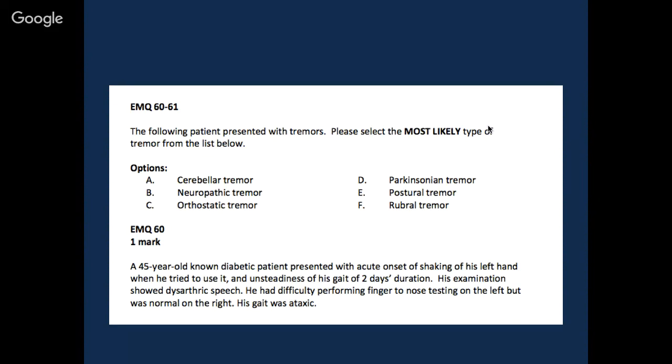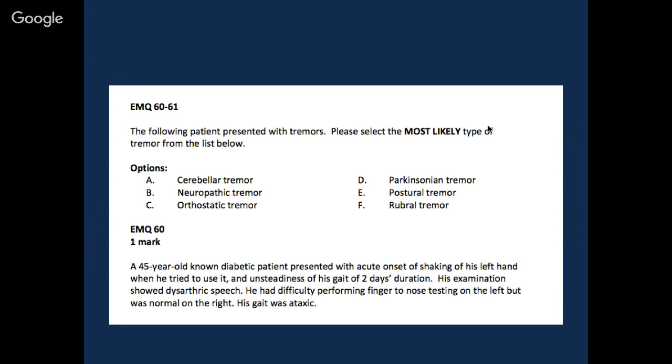So why is this cerebellar tremor? The first thing is shaking of his left hand when he tried to use it. That rules out Parkinsonian tremor. Parkinsonian tremor is a pill-rolling resting tremor. It happens at rest. On movement, you have essential tremor, which is a disease of itself. You also have cerebellar tremor or intention tremor.